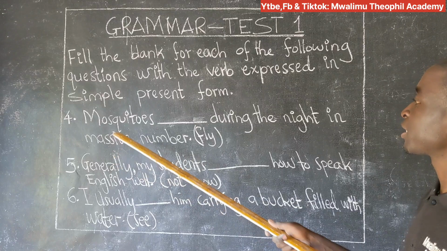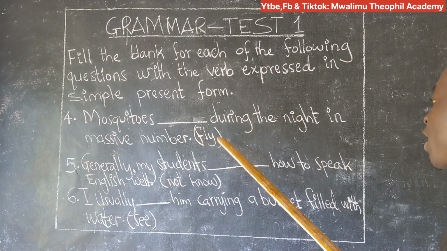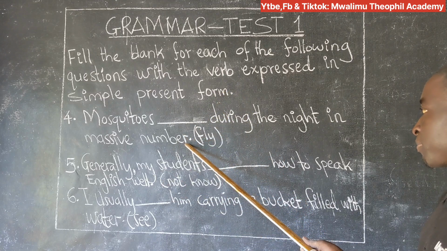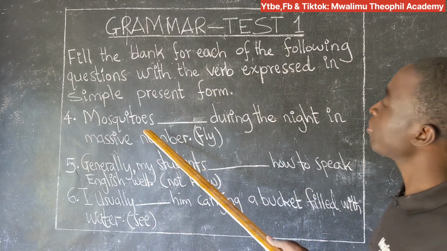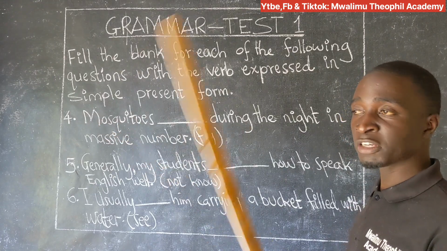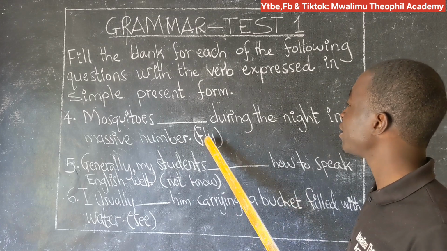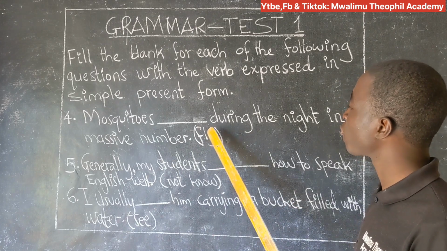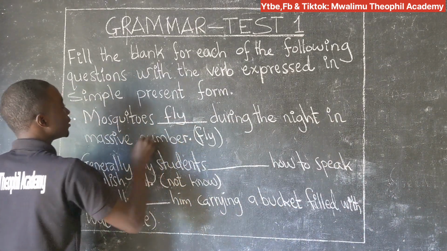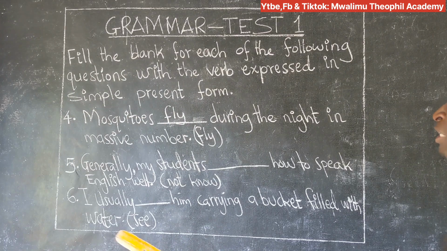Question number 4 states that mosquitoes dash during the night in massive number, and the verb given is fly. Here, this sentence is a positive sentence. And we find that the subject is in plural form, whereby we are given a noun, mosquitoes. If it is in plural form, the main verb for a sentence which is in simple present form remains in infinitive form. So now fly remains to be fly. Now we say: mosquitoes fly during the night in massive number. Okay, let's go to question number 5.